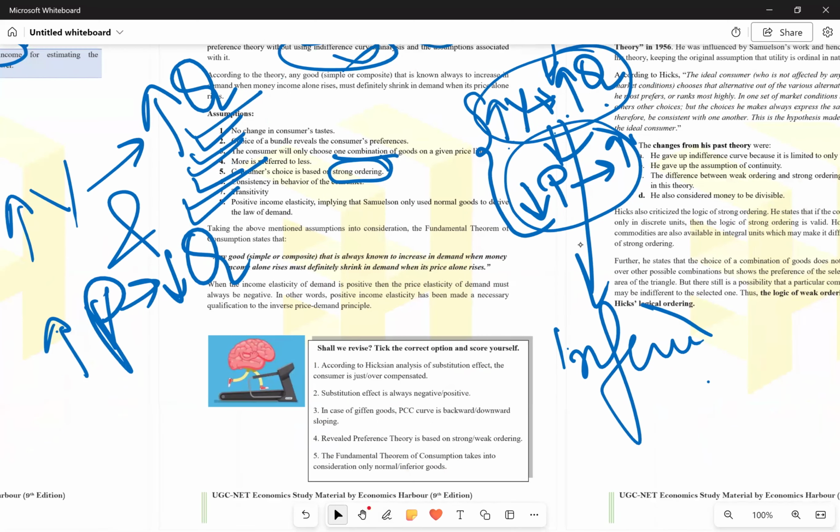So when income elasticity of demand is positive, your price elasticity of demand will be negative in any case. Okay.